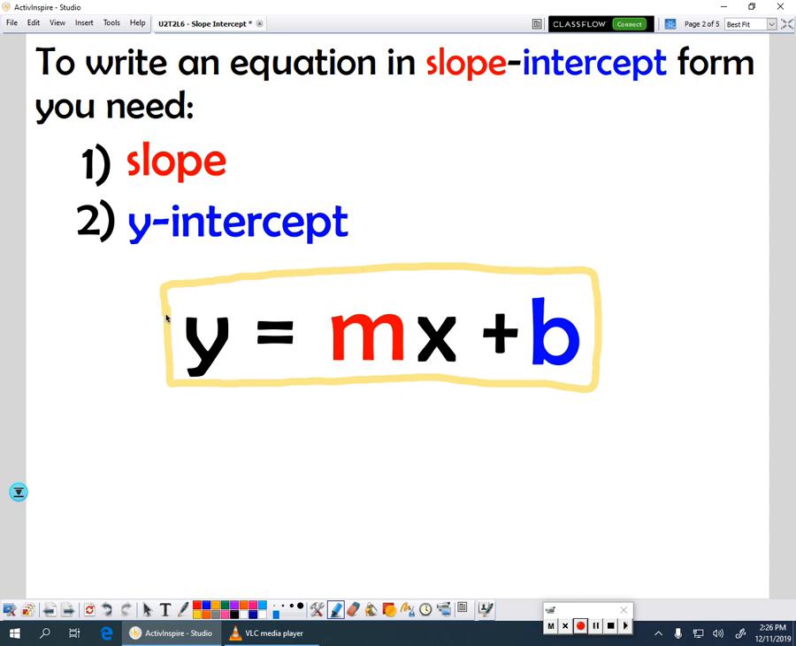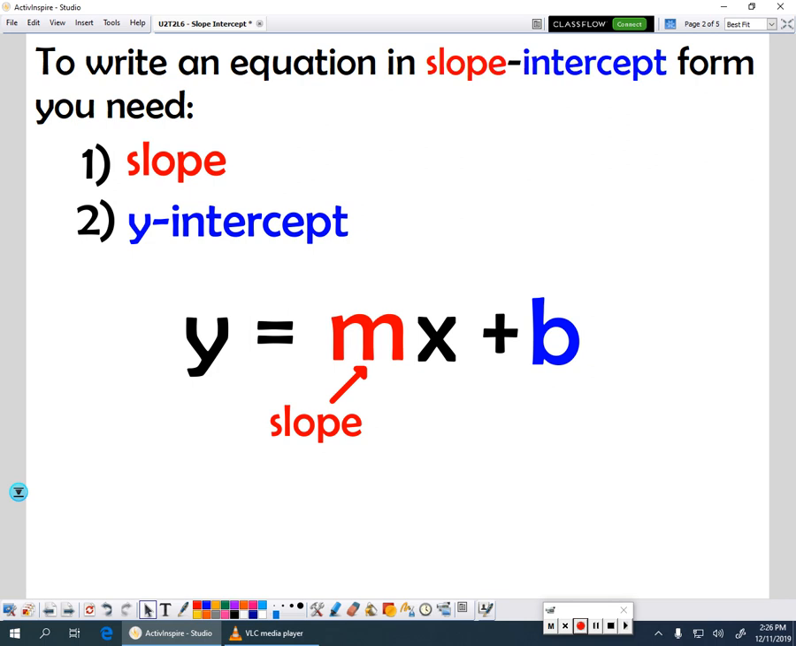To use this form, what we're going to do is take this m value and replace it with our slope, and we take this b value and replace it with our y-intercept. So as long as you know your slope and your intercept, you can write this equation.